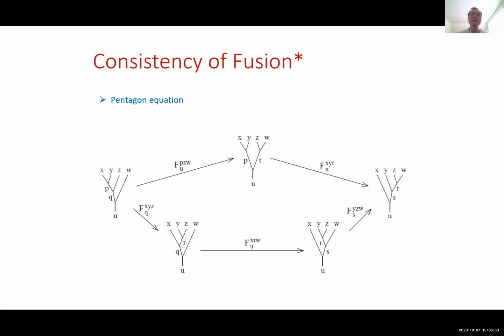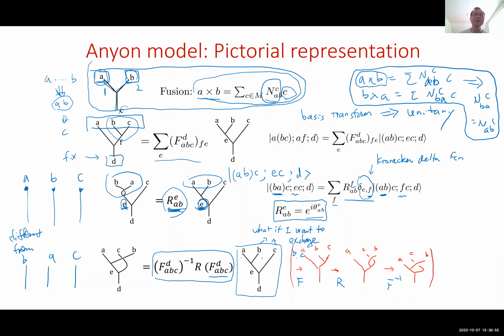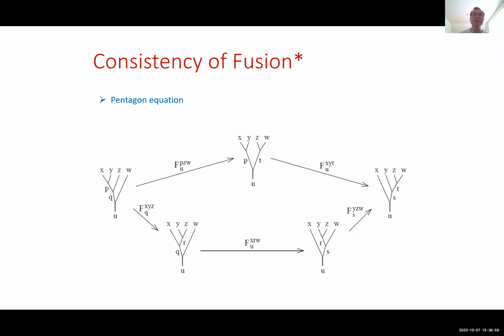Of course, these cannot be arbitrary. These F and R, they cannot be arbitrary. There are some consistency equations. I just want to show you that, for example, in this basis change, if you change to a different sequence and you end up the same, there should be consistency. And this one is called the pentagon equation.